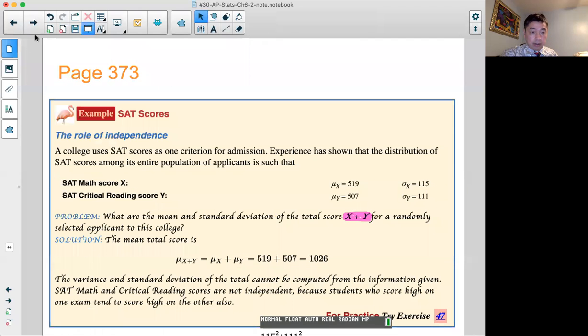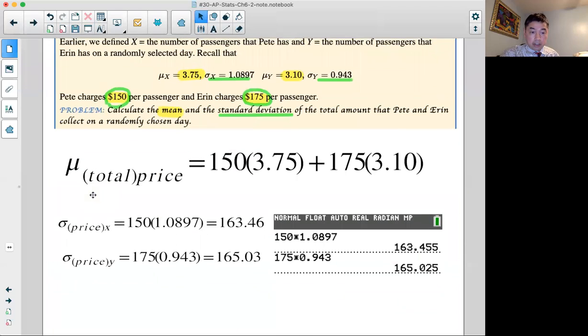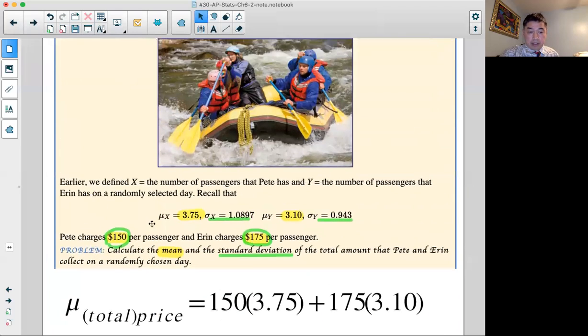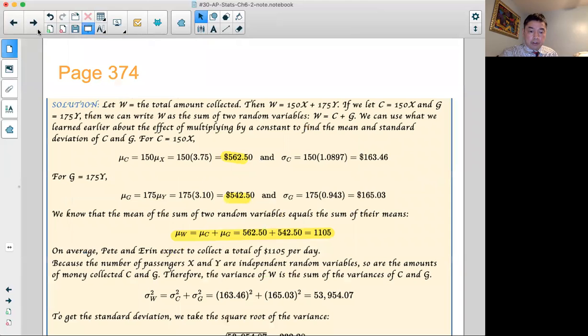About Pete's Safari Tour, this is Pete's, right? The expected value, which is the mean, was 3.75, and the standard deviation is 1.087. So that is Pete's, okay? And Erin's was 3.10 and the standard deviation of 0.943, okay? And they're independent, so they don't interfere at the businesses.